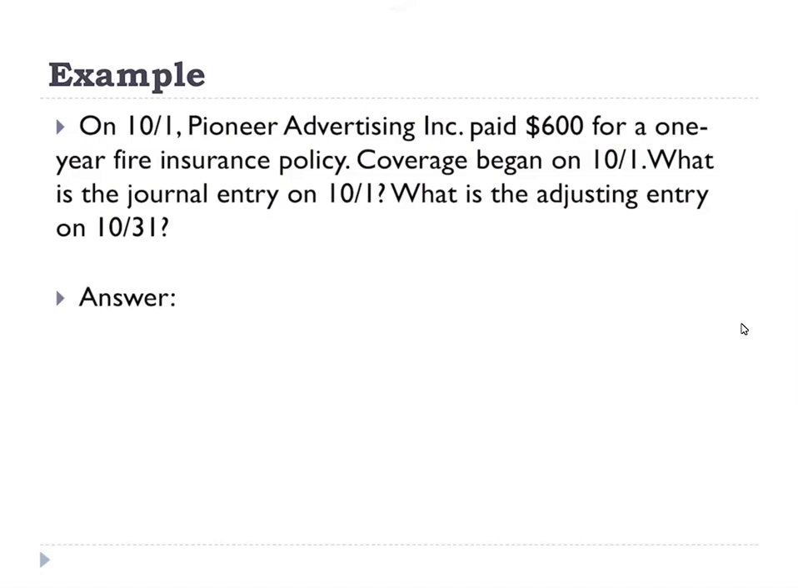So in this example, the firm paid $600 for a 1-year fire insurance policy on October 1st. The coverage began on October 1st. And what is the journal entry on October 1st? And what is the adjusting entry on October 31st?